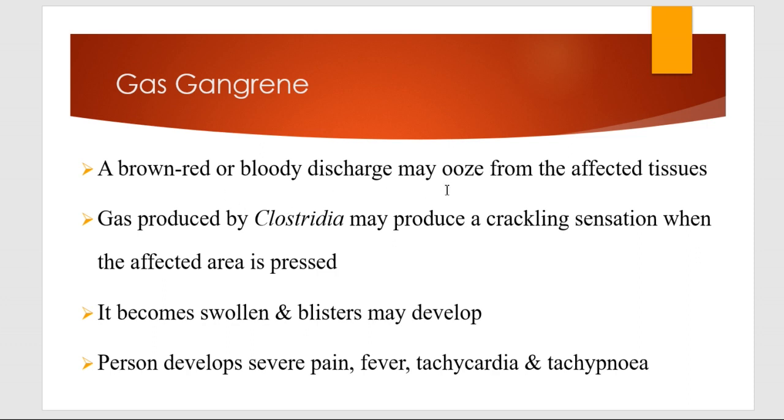Then how does the patient of gas gangrene present to us? A brown, red or bloody discharge may be oozing from the affected tissues, and this gas is produced by Clostridium, and whenever there is gas, we can have a crepitus there. While examining the patient, there is a crackling sensation. When the affected area is pressed, it becomes swollen and blisters may develop at the site, and usually the person suffering from gas gangrene may present to us with severe pain, with fever, tachycardia and tachypnea.